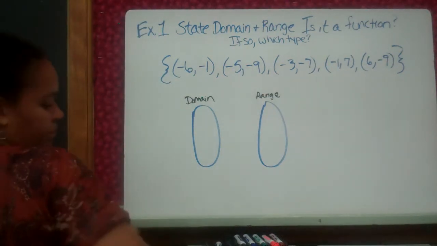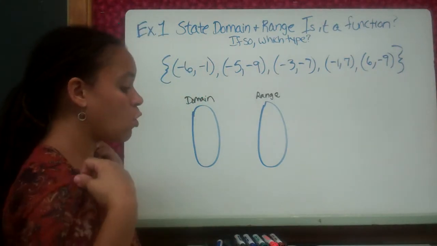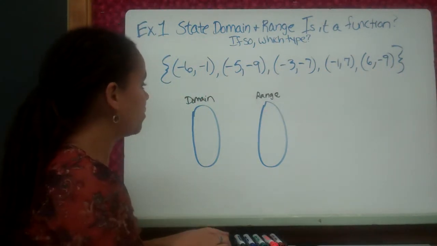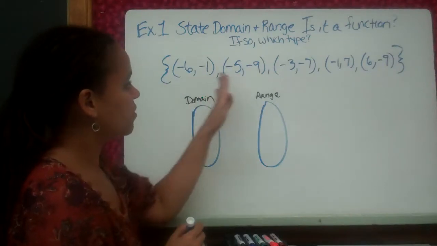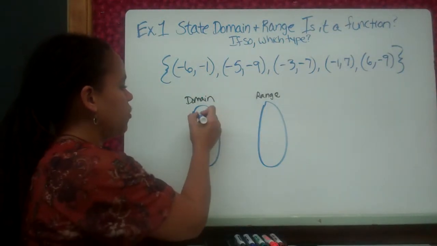So example 1, state the domain and range. Is it a function? If so, which type? So from the types that we just talked about, which type? So here is our relation. We have the ordered pairs. We want to put our domain in.